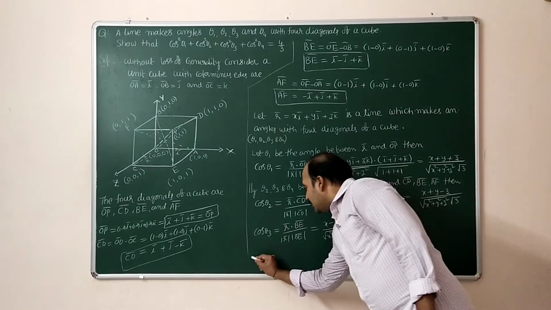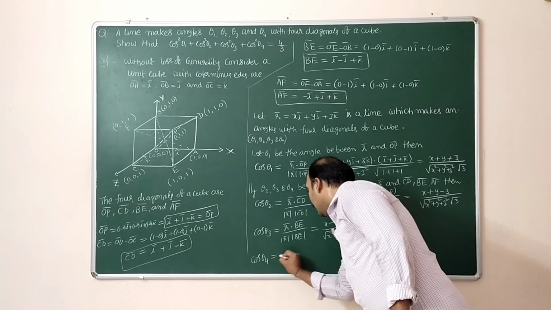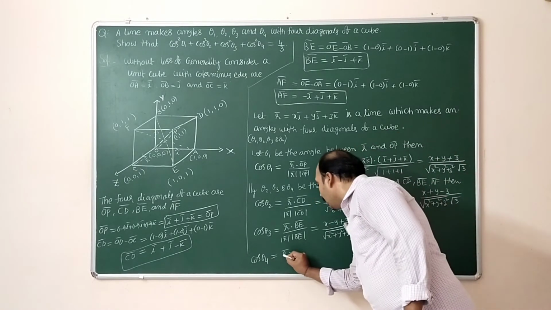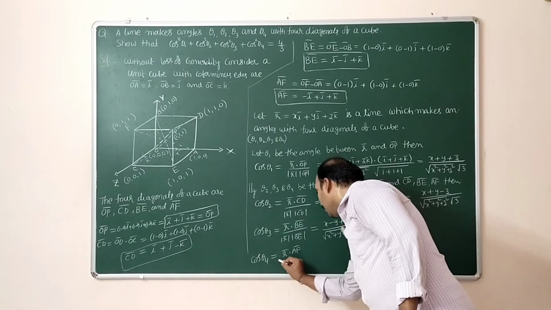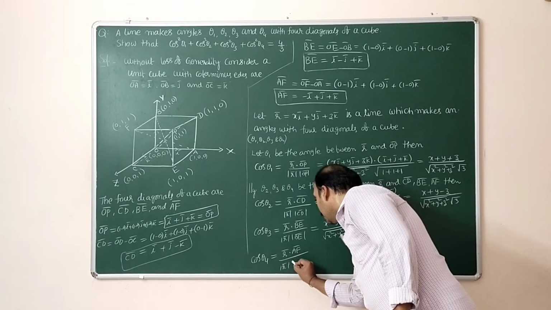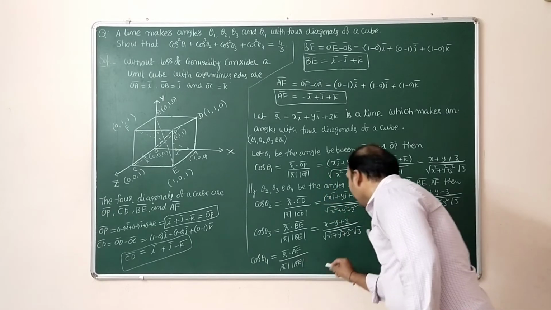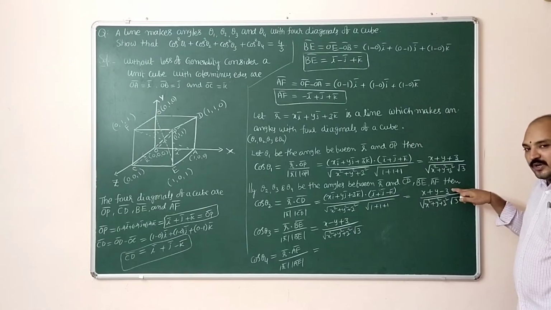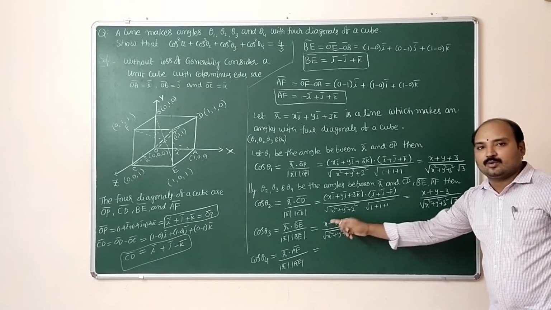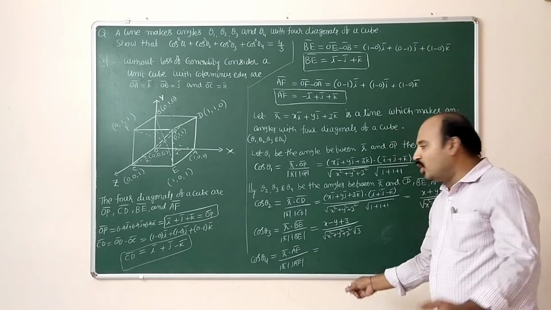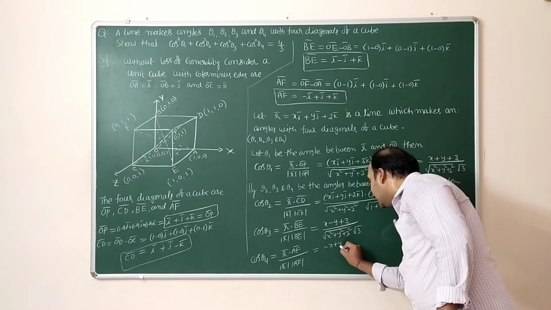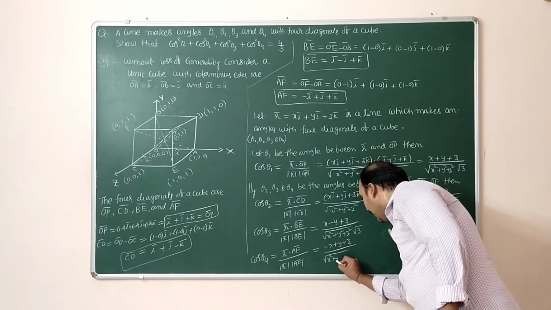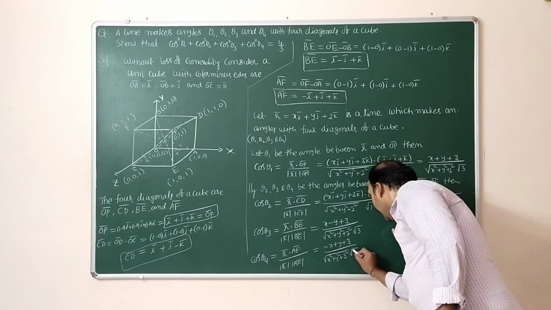And last one, cos theta 4, which is equal to the angle between r bar and the AF vector, the AF diagonal: r bar dot AF by mod r bar into mod AF. Here the first one we are getting all positive, the second one the last one is negative, the third one the middle one is negative. Now the fourth one, the first one is negative: minus x plus y plus z divided by root of x square plus y square plus z square into root 3.